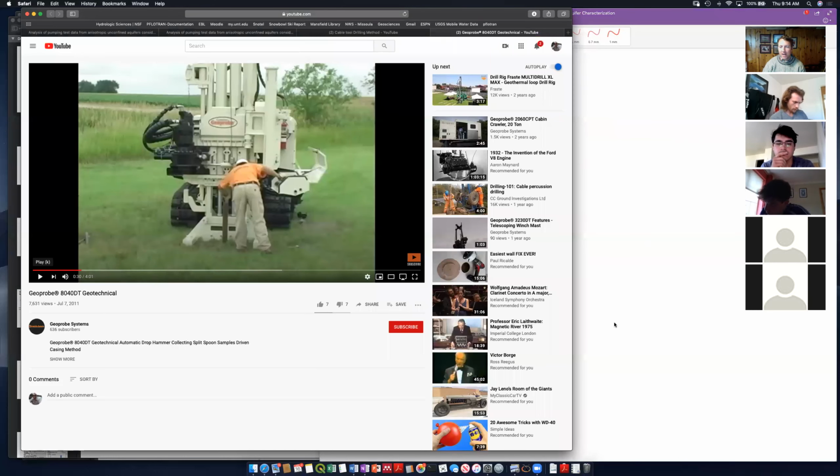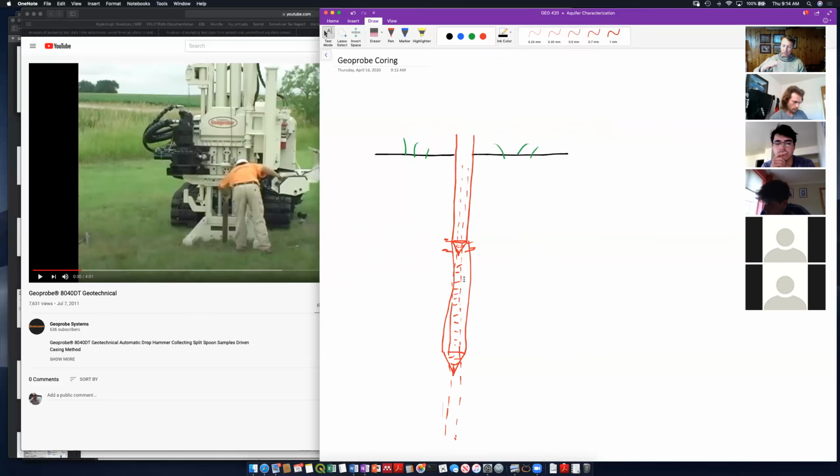The advantage there is we're getting discrete, intact cores of our material. All right, so that's invaluable. We can use that to test hydraulic conductivity, to just log the formation and the type of materials we're in and the depths, and map out the subsurface.